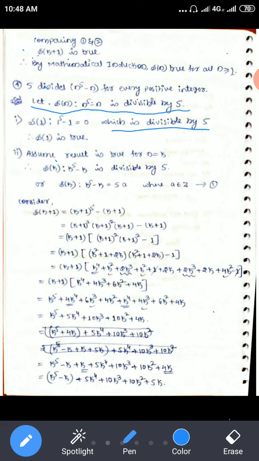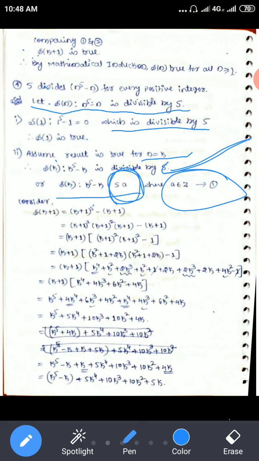Next, assume the result is true for n equal to k. That is S(k) is equal to k raised to 5 minus k is divisible by 5. Or that same thing you can write as k to the power 5 minus k is equal to 5a, where a belongs to Z. That is equation number 1. As it is divisible by 5, I'll write it as 5a, a is an integer, so we can take a belongs to Z. So a may be 1, a may be 2, a may be 3, whatever it may be.